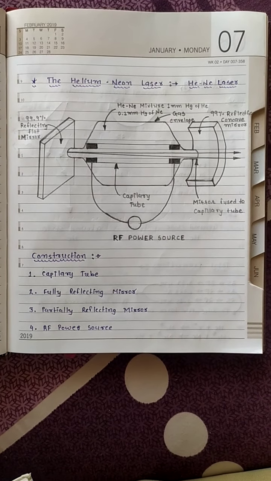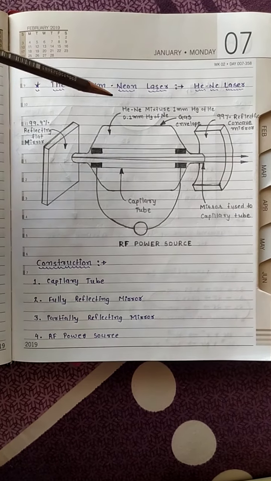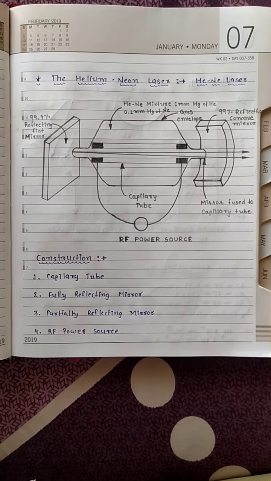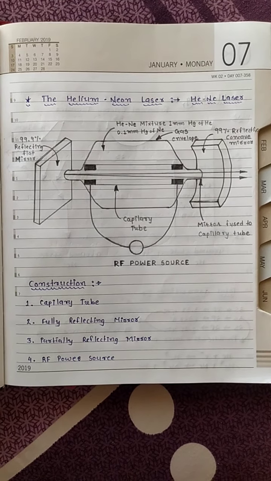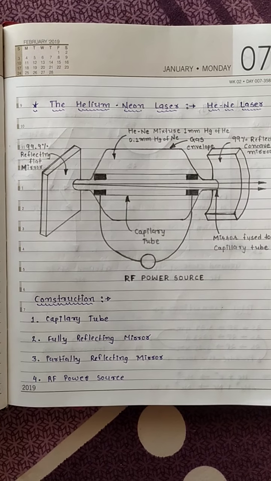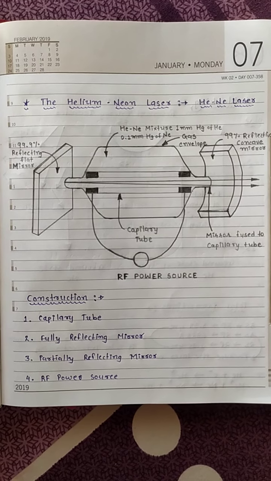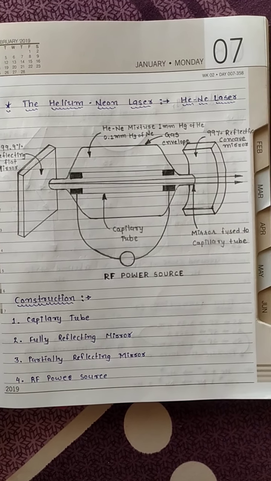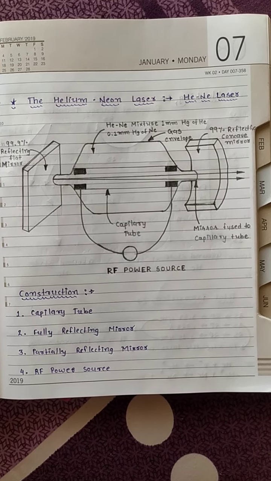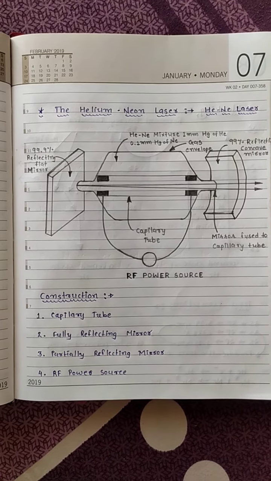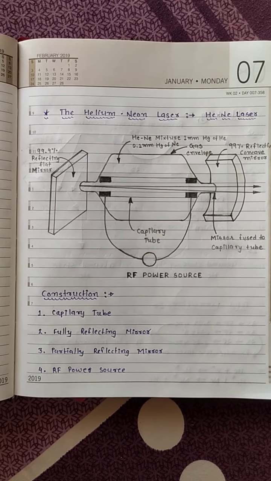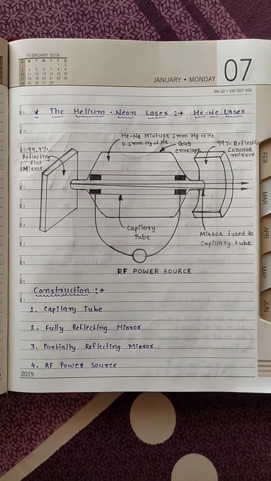In this capillary tube there is a mixture of helium and neon in the ratio of 10:1, whereas for 10 atoms of helium there is only one atom of neon. The laser beam produced in this laser is due to the neon gas, and the function of helium is to achieve the population inversion of the neon. This mixture of helium and neon gas acts as the active medium.